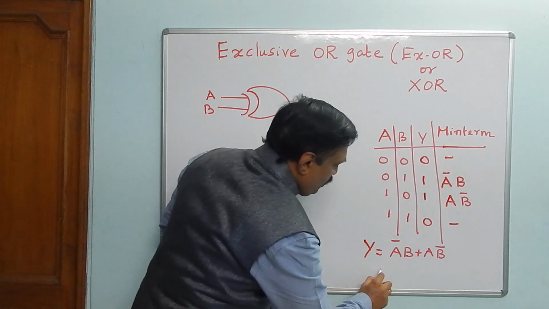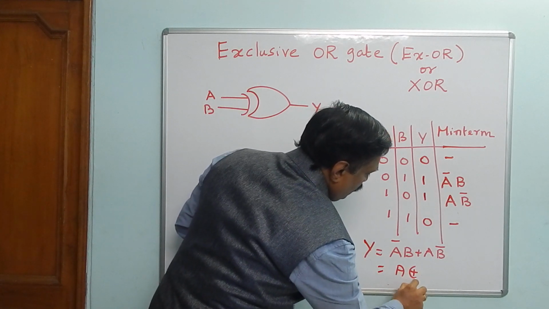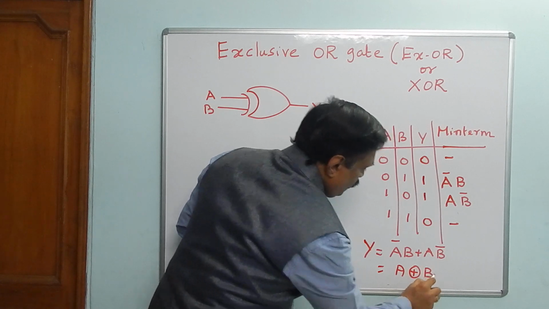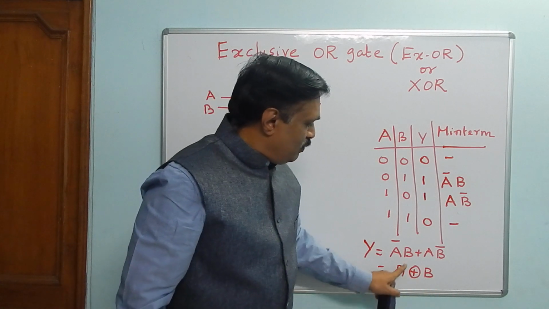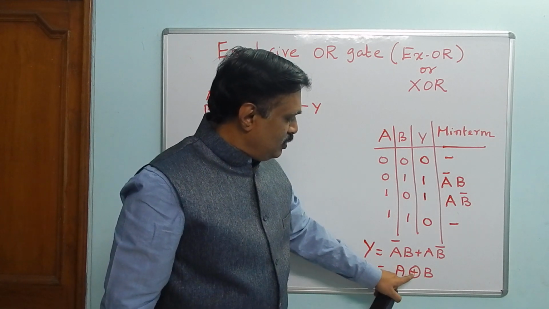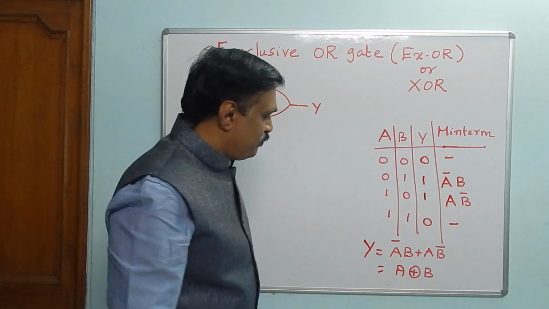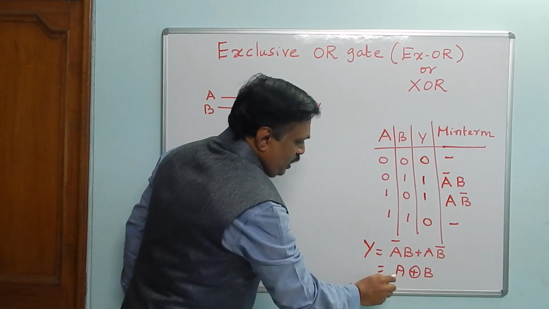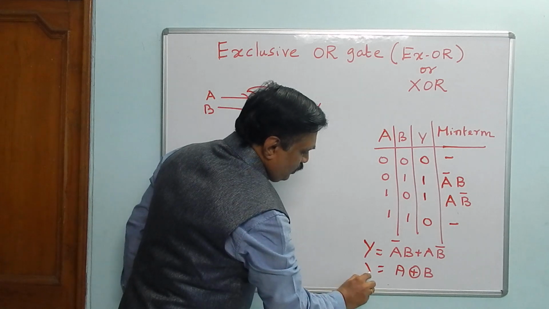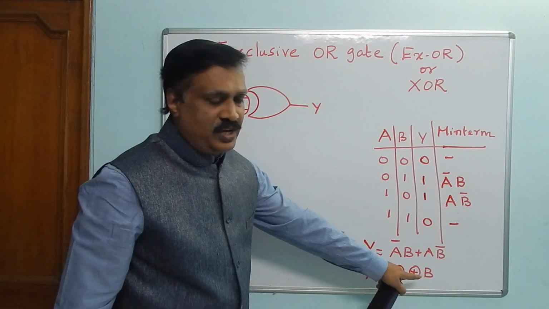It can also be written as A with a plus inside a circle, B. The plus inside a circle is the XOR symbol. It can be written as this equation, and it can also be written like this, Y equals this. Then also it is an XOR gate.